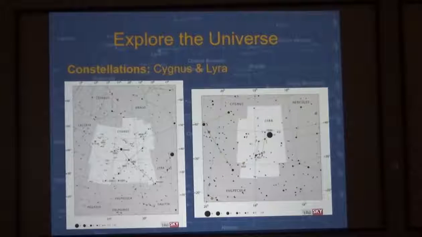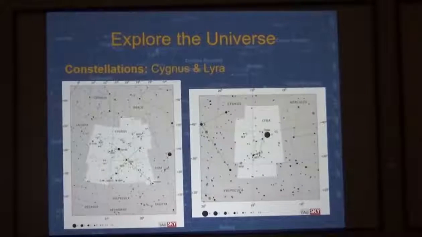For constellations, Cygnus and Lyra, this is really easy because if you look carefully, Cygnus is actually really close to Lyra. So if you find one, you should be able to find the other. It's also part of the Summer Triangle. So look up. This is where you're going to have to start pulling out a star chart and looking up.